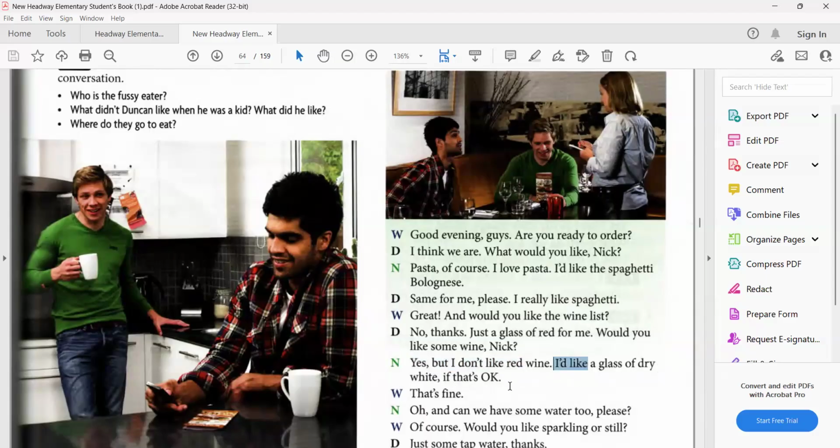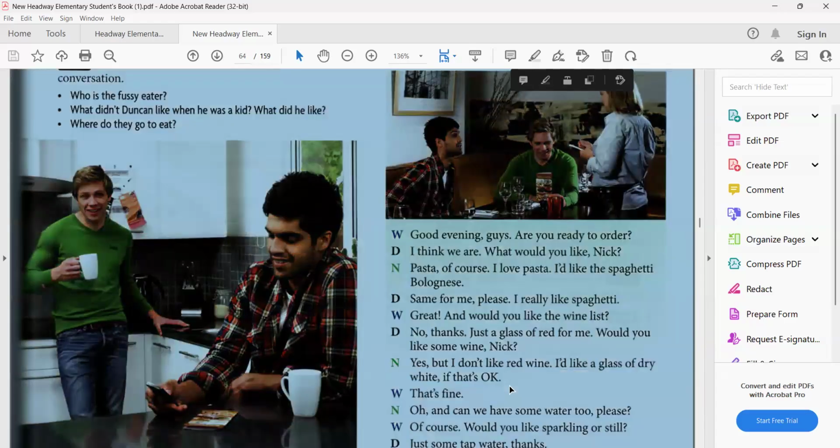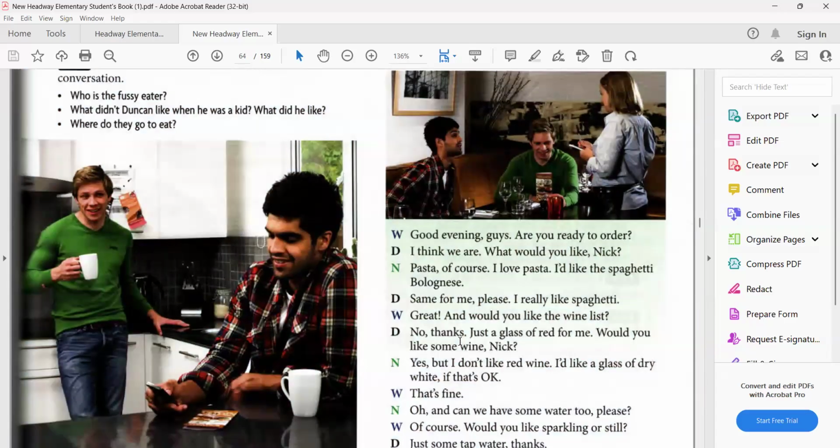I'd like. So we use I'd like when we want to sound polite, when we are asking something from people. If you go to a restaurant and you tell the waiter, I want coffee, we consider this rude. A much nicer, more polite way to say it is, I'd like some coffee. I'd like a cup of coffee.